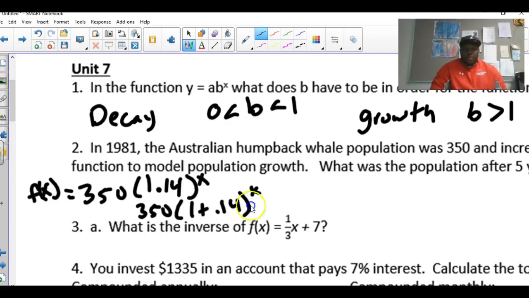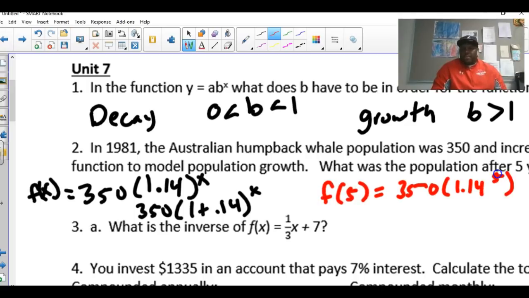But anyway, there's our representation, and now we want to solve it for how many whales there'll be in 5 years. So again, if I solve this for x equals 5, and I go 350 times 1.14 raised to the 5th power, that is going to give me 673.9, or 674 whales.